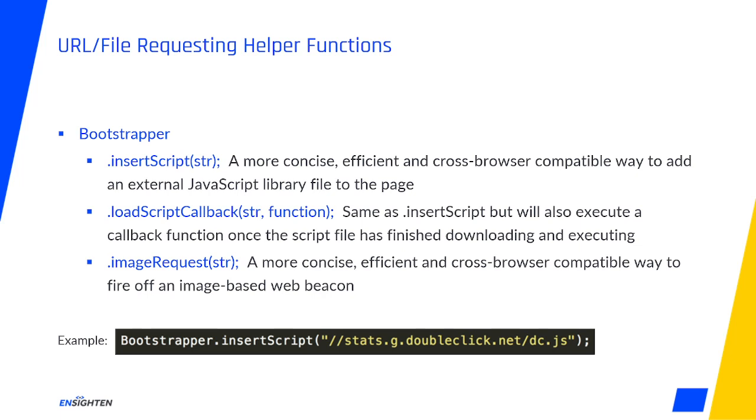Bootstrapper.insertScript is a quick and efficient way to call a new JavaScript file to your page. It accepts a single string argument, which is the URL of your script. Bootstrapper.loadScriptCallback performs the same function while also allowing for a callback function argument to be declared. This function will execute its content once the script you're requesting has finished downloading and executing on the page. Bootstrapper.imageRequest will help you make calls for pixels, or more likely to send some data via a pixel request, and accepts a single string URL.